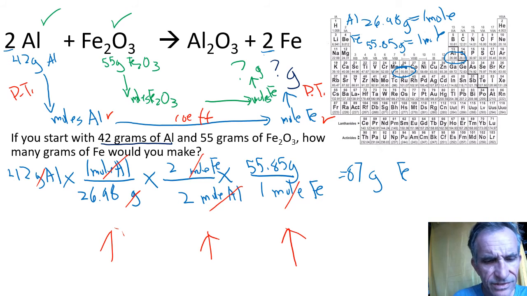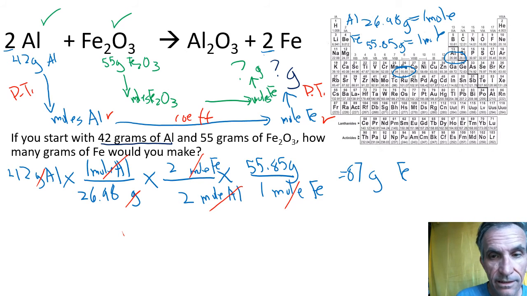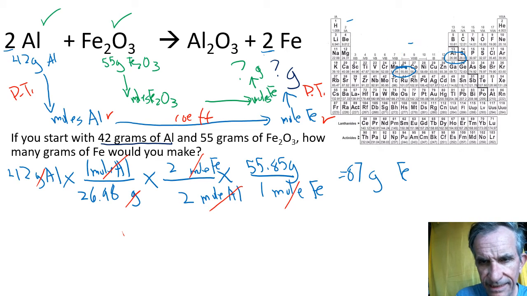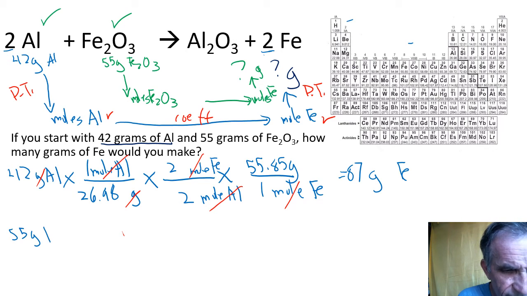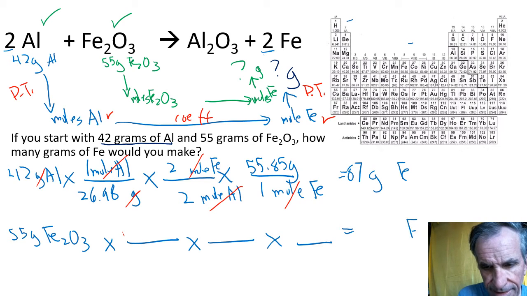All right, now let's go ahead and we're going to do the same exact work, but we're going to start off with the weight of the iron oxide. All right, so let me erase a couple of things we don't need anymore. And we're going to do the exact same calculation, but starting off with the other ingredient. We'll do blue again. 55 grams of iron oxide. Grams to moles. Moles to moles. Moles back to grams. Let's get an answer.